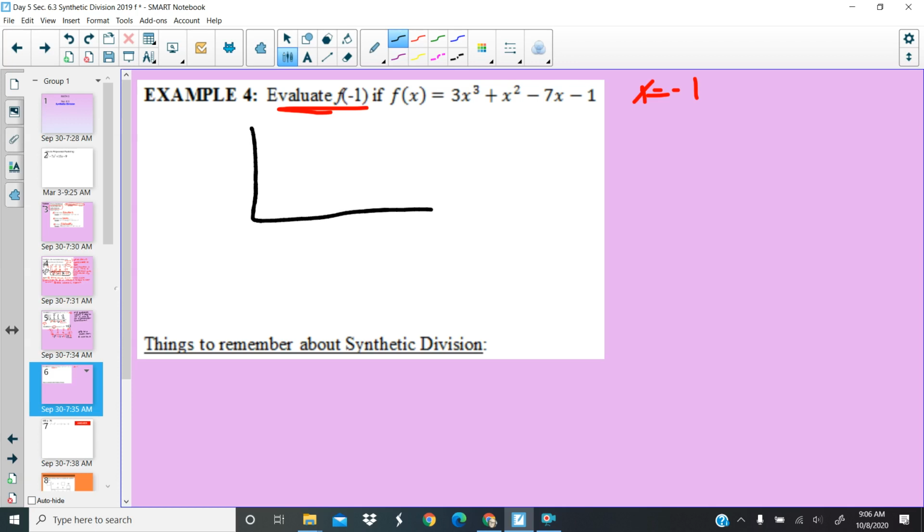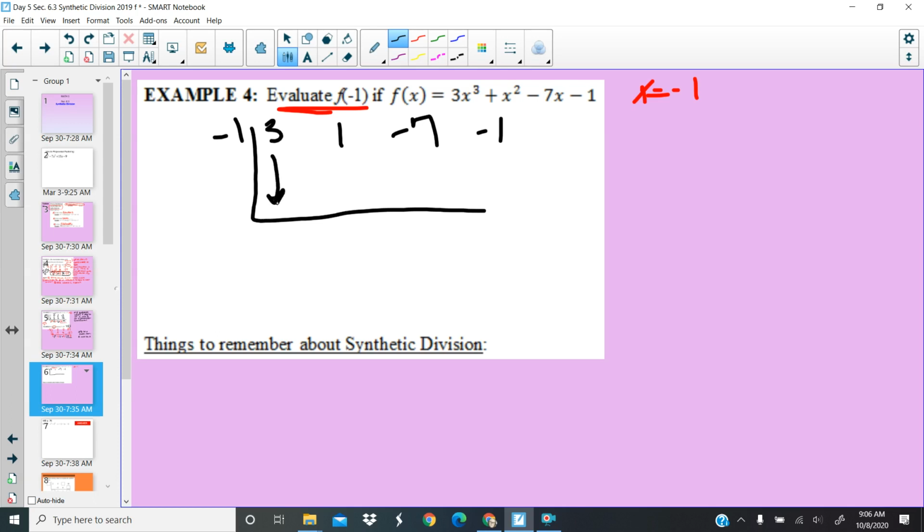So I'm going to start by drawing my box and then writing down my coefficients. So in front of x cubed, we have a 3. In front of x squared, there's a 1 implied. In front of our x, there's a -7, and then our constant is -1. So then we're going to go ahead and we have that x equals -1, so that's the number we're going to put on the outside.